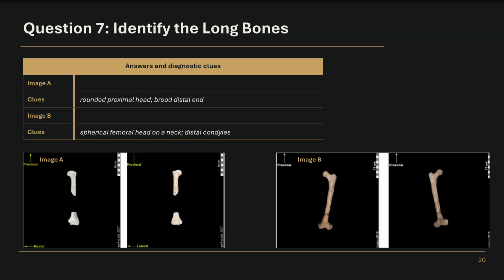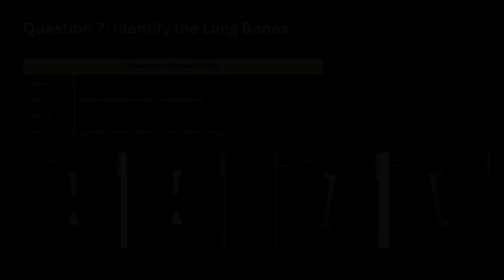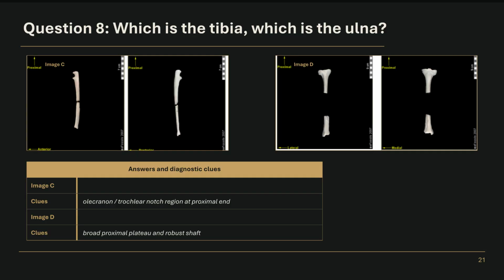A humerus can be identified by its rounded proximal head and broad distal end. A femur can be identified by its spherical femoral head on a neck and distal condyles. The femoral head and neck are especially distinctive, and the distal condyles articulate with the tibia at the knee. An ulna can be identified by the olecranon and trochlear notch region at the proximal end. A tibia can be identified by its broad proximal plateau and robust shaft.